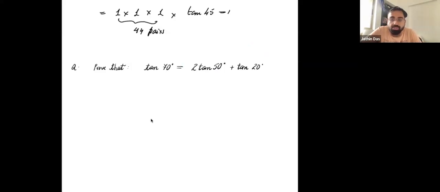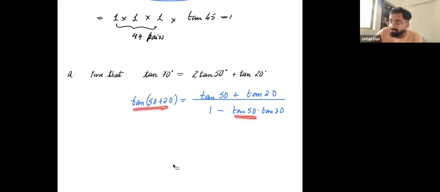So how to do this? That tan, I'll take it as 50 plus 20. Tan 50 plus tan 20 is 70. So tan 50 plus tan 20, divided by 1 minus tan 50 into tan 20. But it is coming like before. Tan 70 into tan 50 into tan 20.